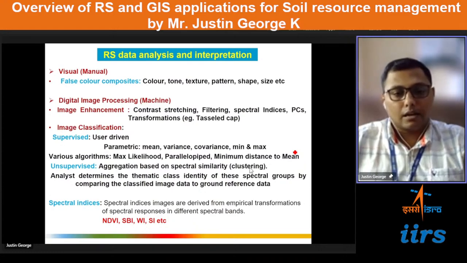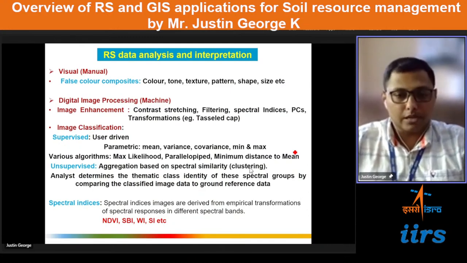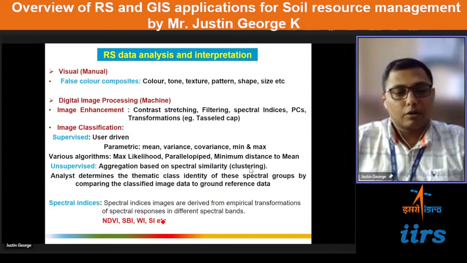These indices are mainly derived from the empirical transformations of the various bands, using different bands, band ratios, band combinations, normalization and other things. Everyone might have heard about something known as NDVI, that is the normalized difference vegetation index, which we compute mainly using the red as well as the infrared reflectance of a particular feature. Similarly, n number of other indices are also developed, and people will be choosing based on the requirement.